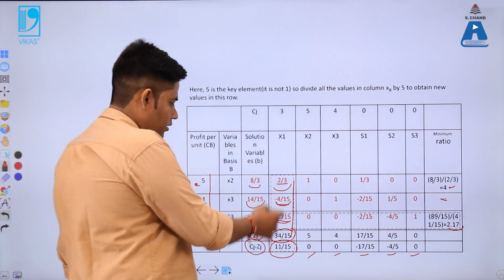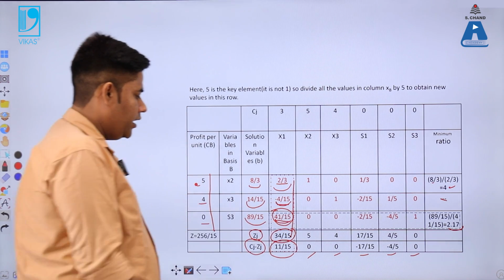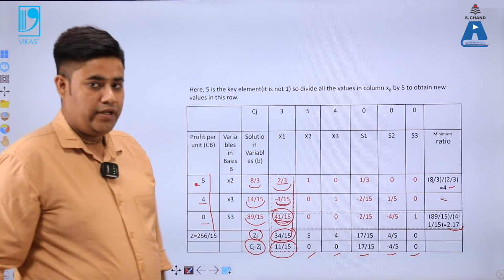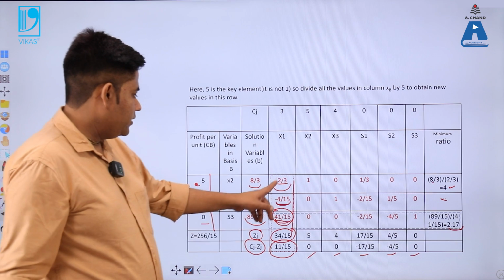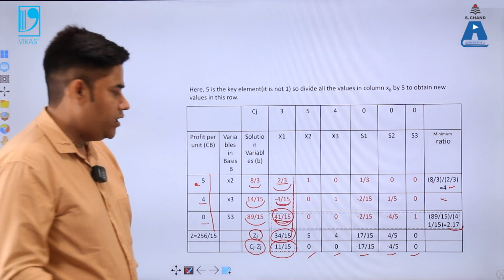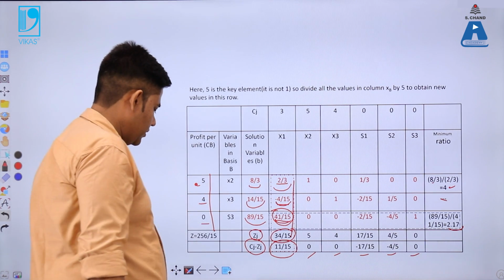So the intersection of these two is 41 by 15. So what I need to do is divide the entire row by 41 by 15 in order to make it 1. And these two elements are to be made 0 as per the similar procedure. So this is to be subtracted from this 1.